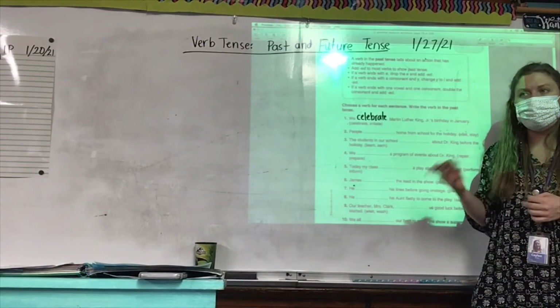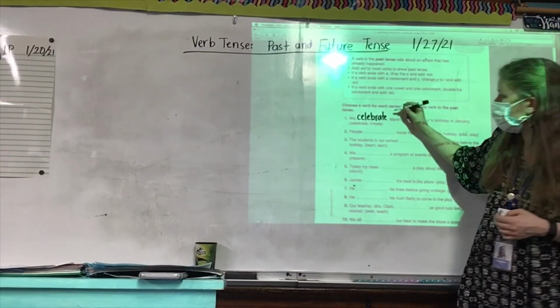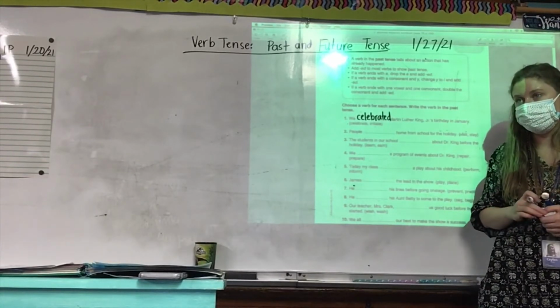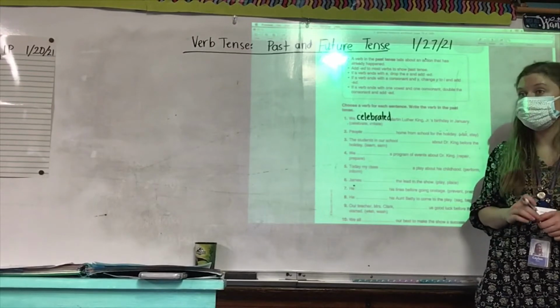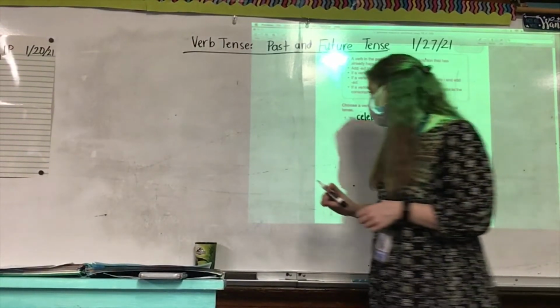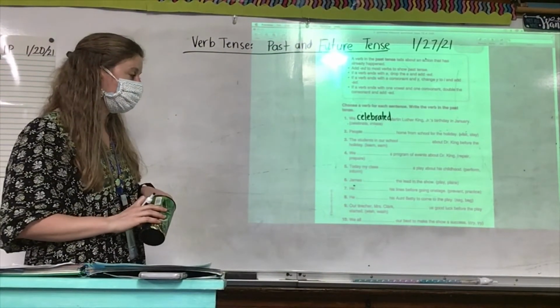We just add D. Why are we not adding ED? Because the E is already there. Because it already ends in E. So we're going to add D. So now we have what sentence, Victoria? We celebrated Martin Luther King Jr.'s birthday in January. Good. We celebrated Martin Luther King Jr.'s birthday in January.